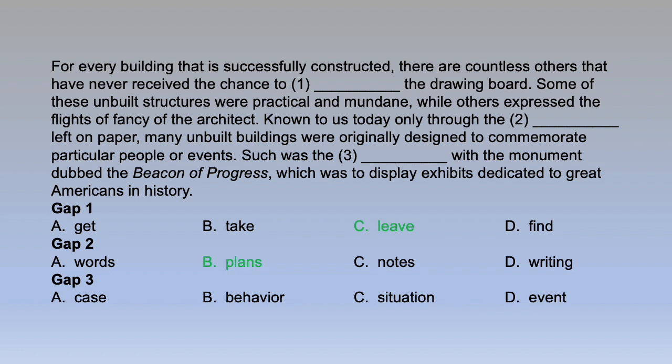Gap number 2, plans on paper, again another expression in English. Architects' drawings are commonly known as plans, so plans on paper is a phrase that we use in English to describe the designs that architects make.